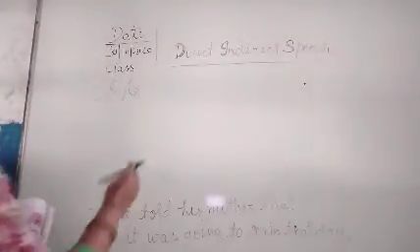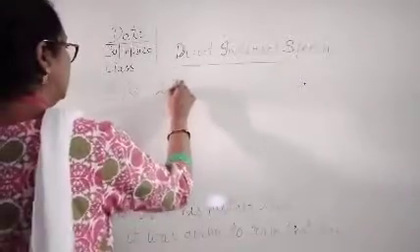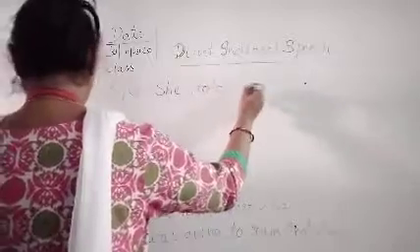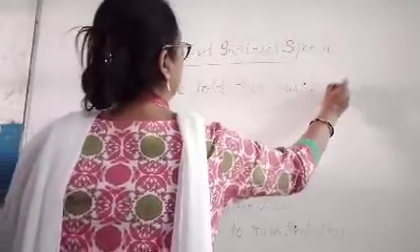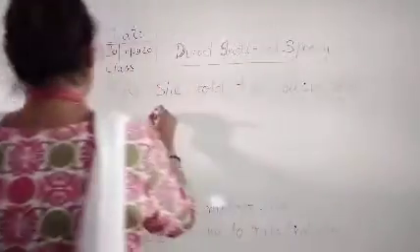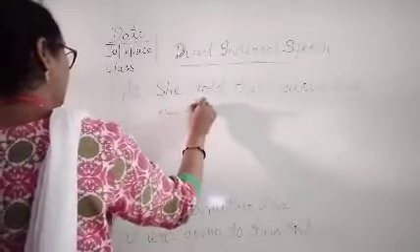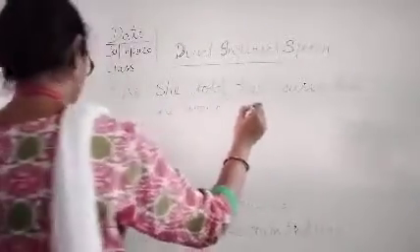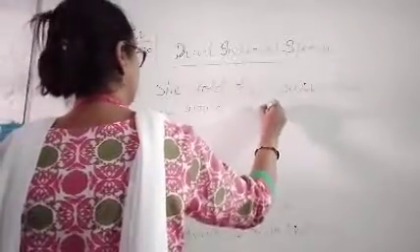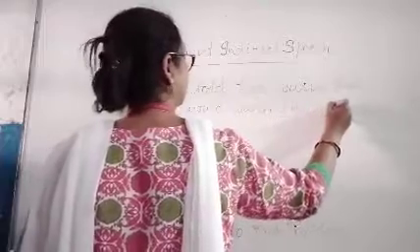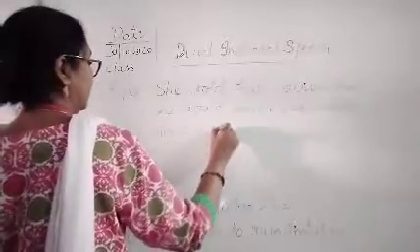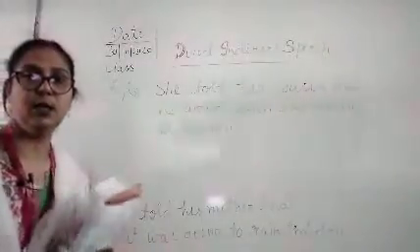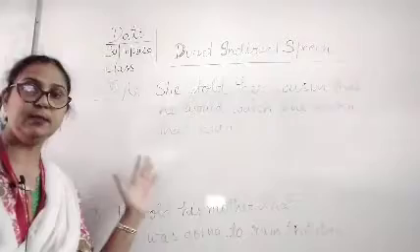So we are going to write over here: she told her cousin that she would watch the match that night. So tonight becomes that night. Now we have completed this exercise. Exercise number F we have completed.